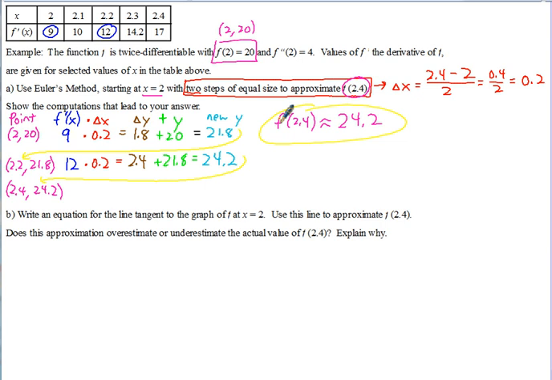Now, on this part B, we're going to compare this approximation of Euler's method with using the tangent line to approximate. So part B says write an equation for the tangent line to the graph at x equals 2 and use this to approximate f of 2.4. So for the tangent line at x equals 2, you just need the point of tangency, which we already can see is (2, 20). And the slope, which at 2 you can see the derivative is 9.